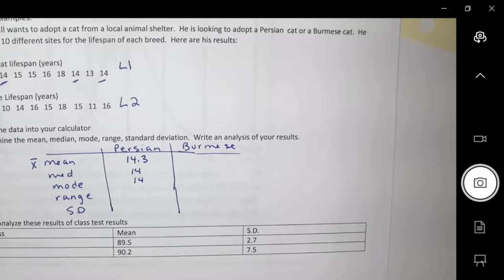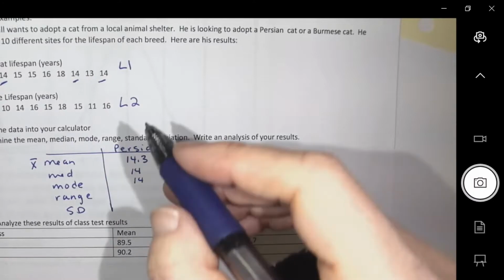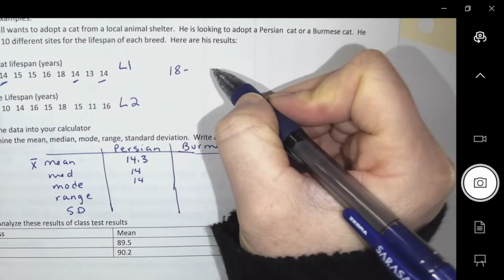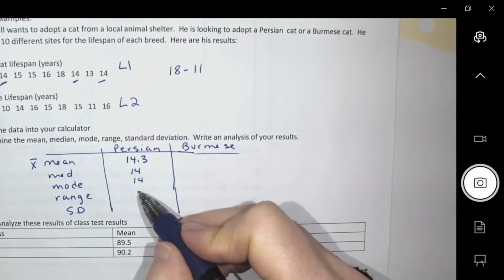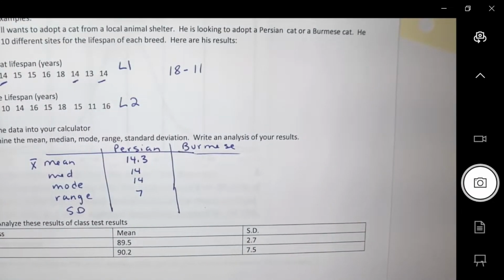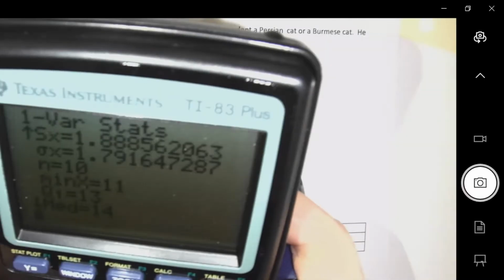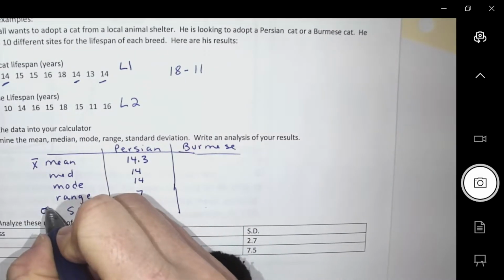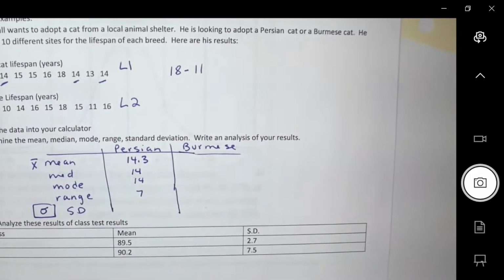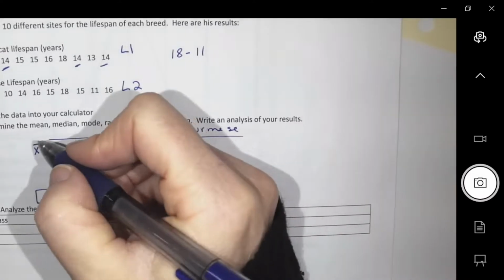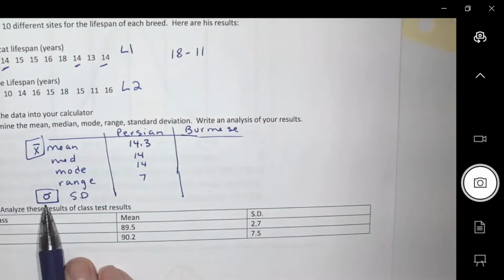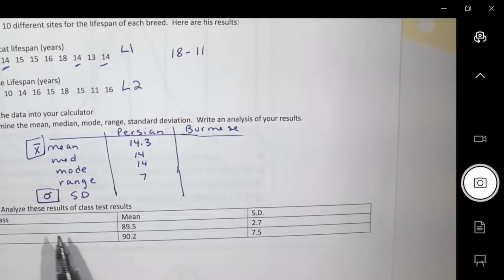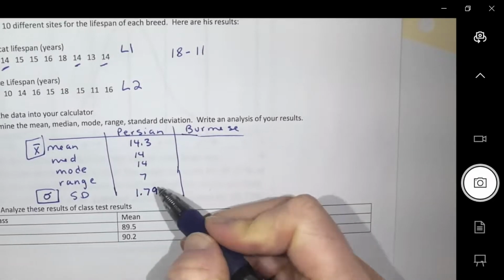Range. We could sort, or we can look with our eyes because there's not that many. What's the highest? 18 subtract 11. So the range is 7. Okay, and the standard deviation. So it is this little symbol. I'm going to write this down for you, which you probably want on your cheat sheet to understand the symbols. It's like an O with a hook at the top. Oh, I lost my cheat sheet. You don't want to lose your cheat sheet.